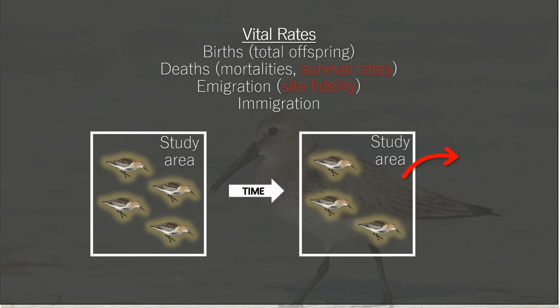Yay. But what if individuals have dispersed away from the original study area? In this case, we do not know the site fidelity of the species, and we are underestimating survival if our survival estimation method does not account for this.